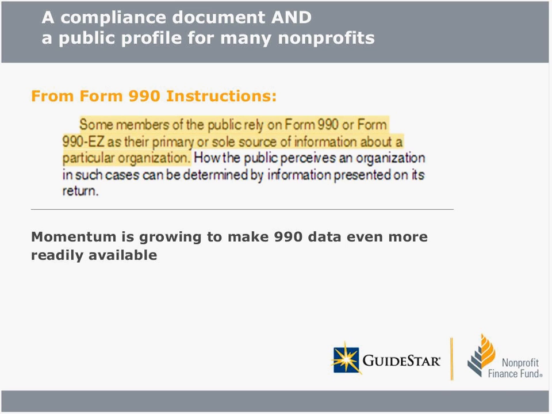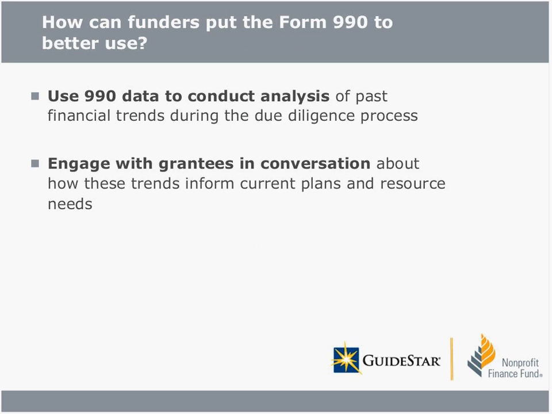Resources like GuideStar help to make these forms available to a public audience, and as the sector grows in sophistication and as the trend toward transparency and data-driven decision-making accelerates in the sector, momentum is growing to make 990 data even more readily available, both in terms of the speed of the availability and of an accessible format for various kinds of users. In light of this larger role that the 990 plays beyond compliance, we'll spend our time today exploring how grant makers can put this data to better use.